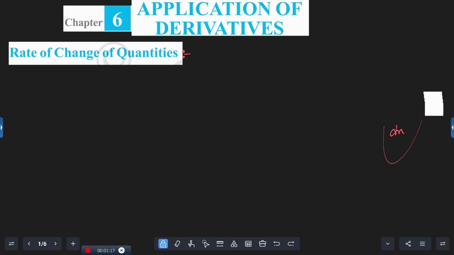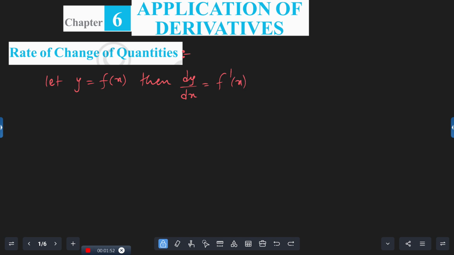So rate of change simply means differentiate, the derivative of the quantity. Understand, right? Suppose I take y equal to f of x, and I represent that in the form of dy by dx. If I differentiate y with respect to x, what is that? dy divided by dx, or f dash of x also we will be telling. This represents the topic.